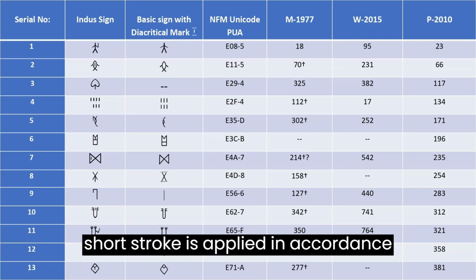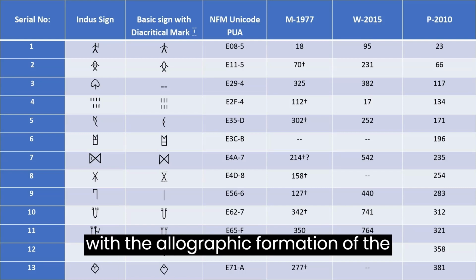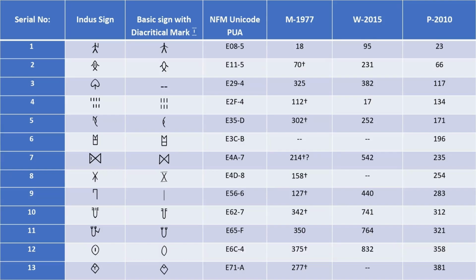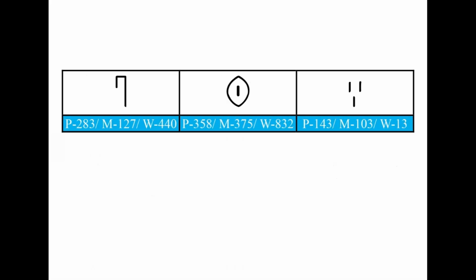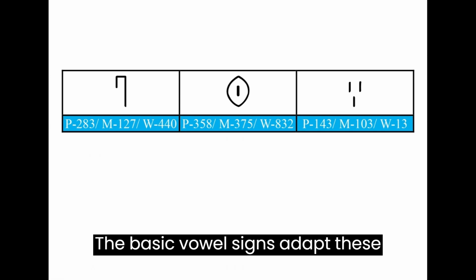The vertical short stroke is applied in accordance with the allographic formation of the sign. Similarly, when it modifies the basic vowel signs, the basic vowel signs adapt these variations.